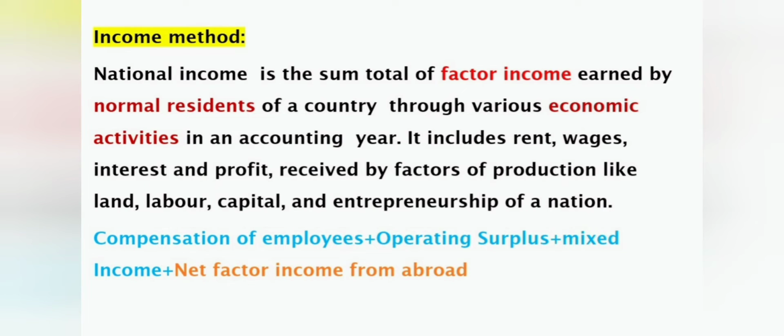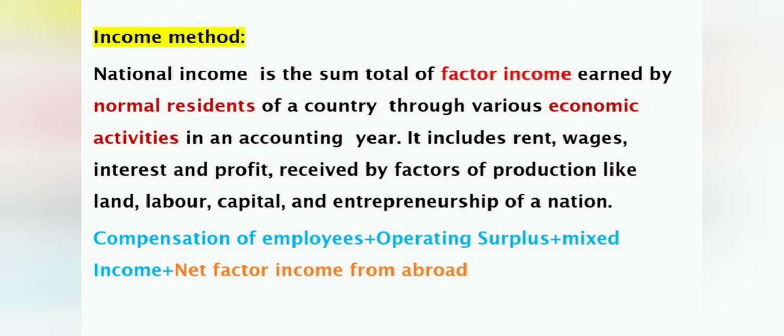And how is it calculated? Compensation of employees plus operating surplus plus mixed income plus net factor income from abroad, or we can say domestic income plus net factor income from abroad. Compensation of employees plus operating surplus plus mixed income gives us domestic income, and plus net factor income from abroad gives us national income.